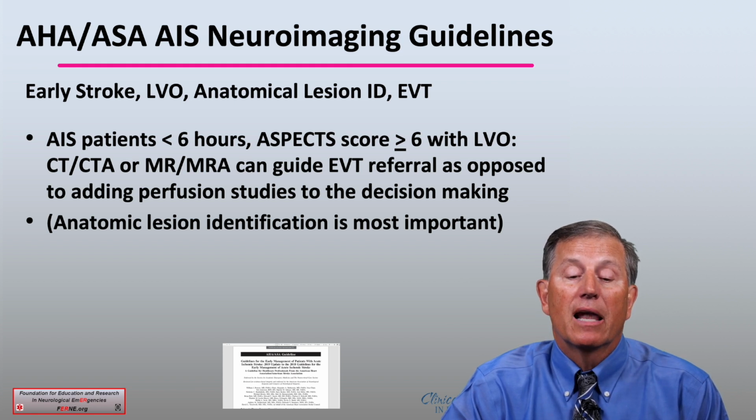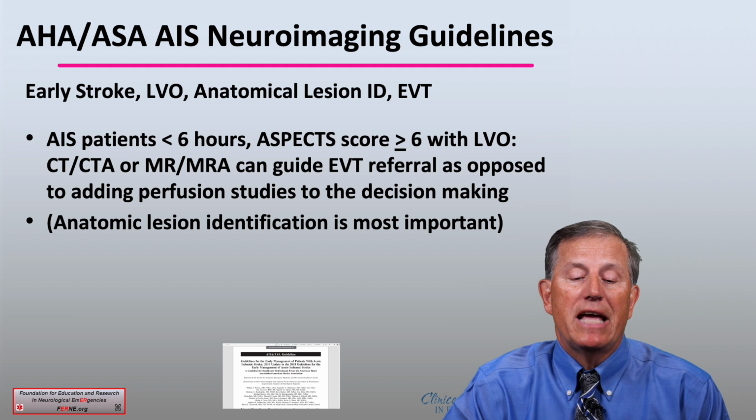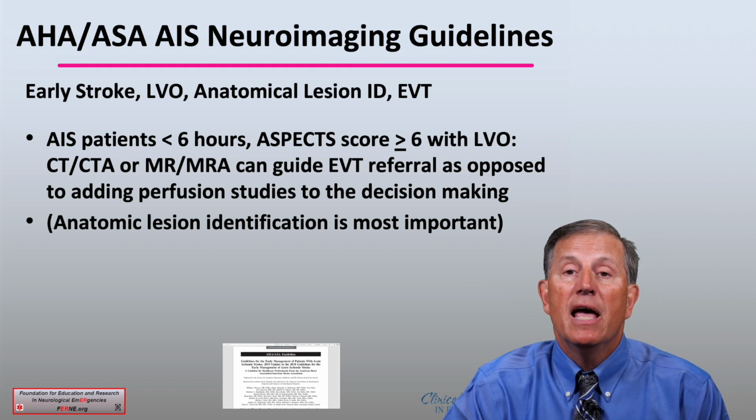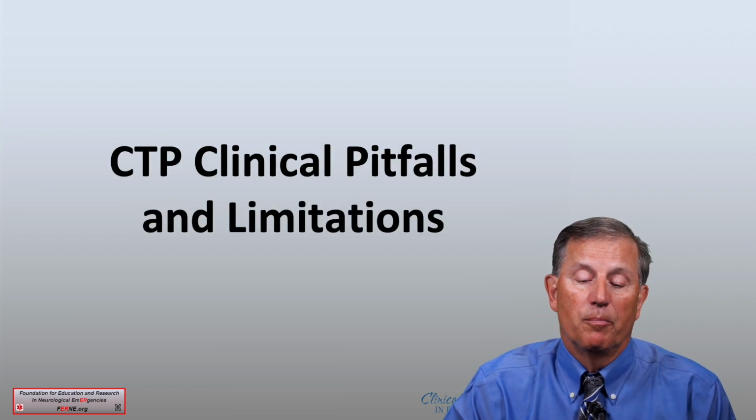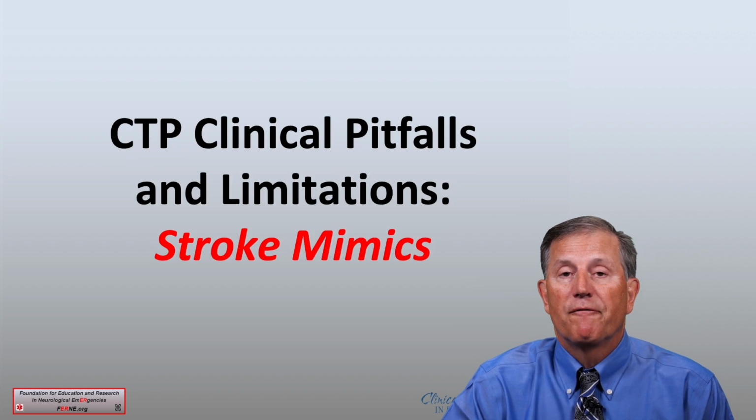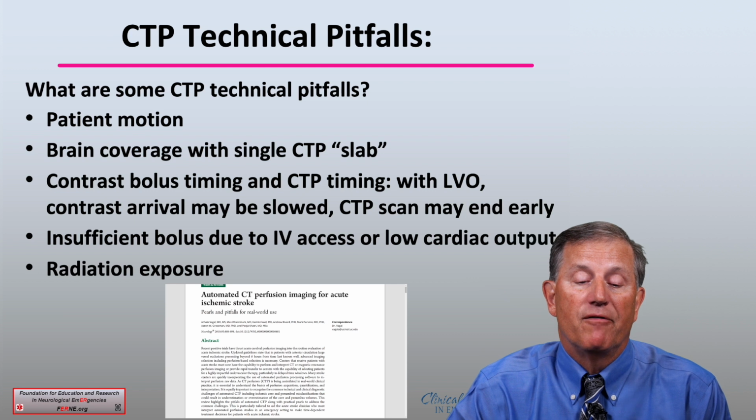In other words, less than 6 hours in patients who may optimally be treated with EVT in order to rapidly allow for evaluation for EVT and transfer. Do the anatomical lesion identification and don't worry as much about the use or need for perfusion testing in order to determine whether EVT should be provided. And what are some CTP clinical pitfalls and limitations? The first to consider is stroke mimics. What are some technical CTP pitfalls?